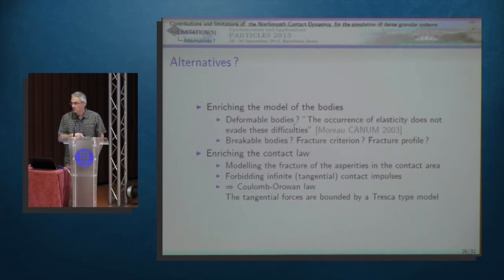to enrich the contact law. It consists in modeling the local fracture, the fracture of the asperities in the contact area, from a modeling point of view. And from a numerical point of view, it consists in forbidding infinite tangential contact impulse. And for that, we have a model, the Coulomb-Orowan model, which is a combination of a Coulomb law and a Tresca law, where the tangential forces are bounded by a Tresca type threshold.